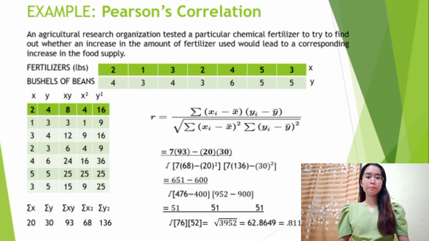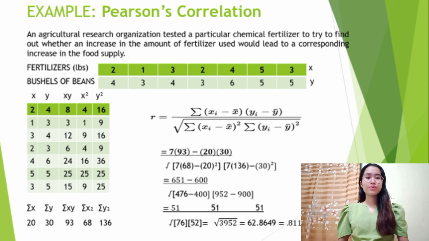I'll give you two examples of Pearson correlation, and let us tackle first the one example. Now let us do an example of correlation coefficient. An agricultural research organization tested a particular chemical fertilizer to try to find out whether an increase in the amount of fertilizer used would lead to a corresponding increase in the food supply. Let's look at the data: fertilizer in pounds and bushels of beans, and that's the data.